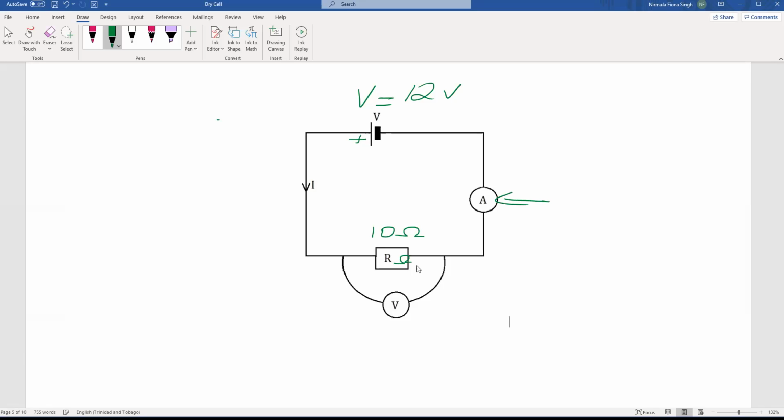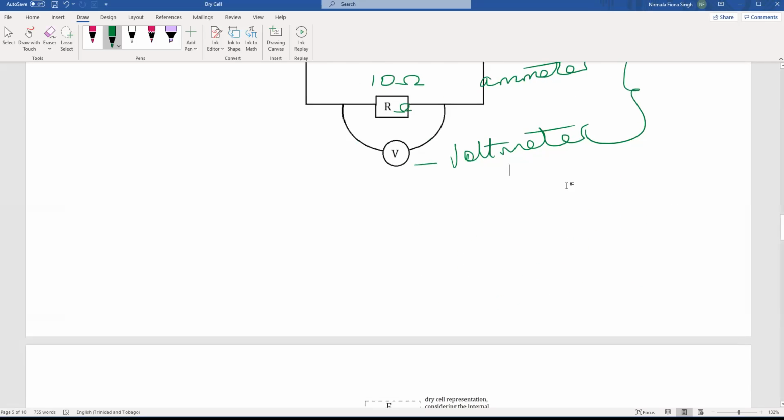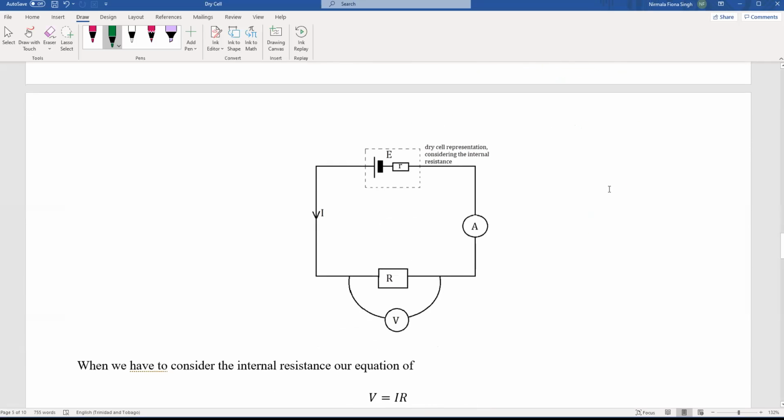We always have an ammeter of some form in your circuit, and then we'll have our voltmeter. We're going to look at these two at the end of this handout. So this is what our circuits normally look like when we're not considering all sorts of different parts. But if we take into consideration our internal resistance, this is what we write our circuit as now.